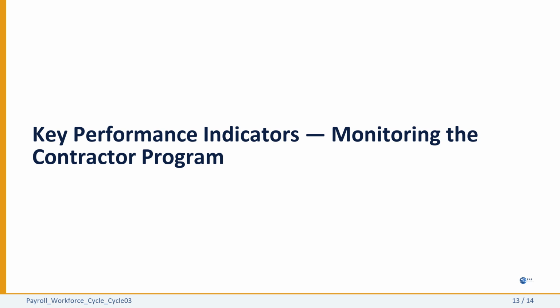8 KPIs keep the contractor program under active measurement. W-9 completion rate before first payment is tracked per engagement and tells you whether onboarding documentation is in place before money moves. Contractor classification review rate measures the percentage of active engagements reviewed against IRS and state tests in the past 12 months. 1099 filing timeliness measures whether all 1099 NECs are furnished and filed by January 31.